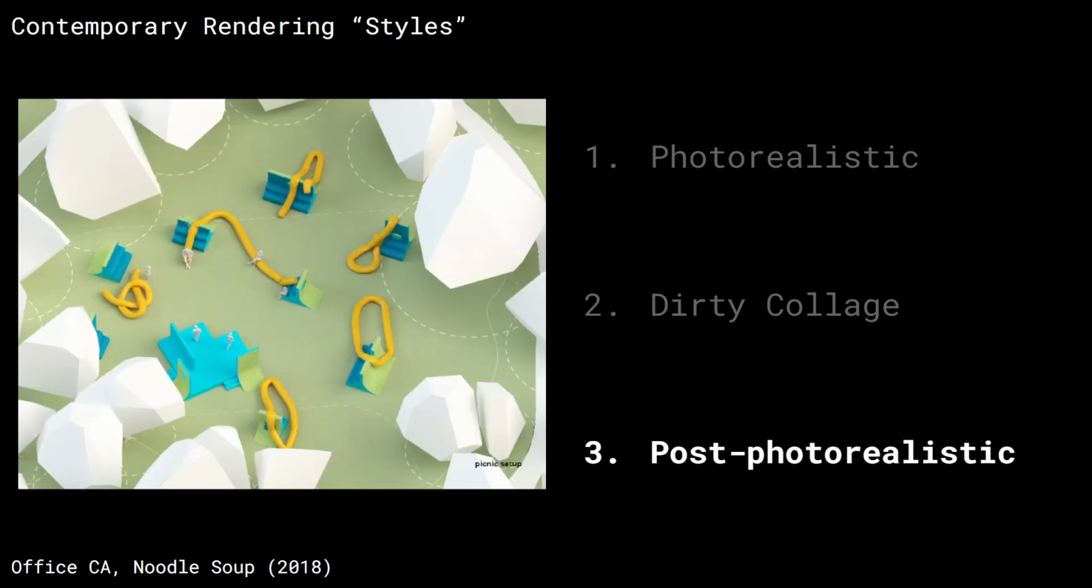Another example is by Office CA. They're like an academic firm. And they did a competition called Noodle Soup for the Ragdale Foundation, and so this is another example of a post photorealistic style where it looks sort of like a video game where the people are rendered in all white. They're not trying to have any sort of identity beyond just being the idea of a person.